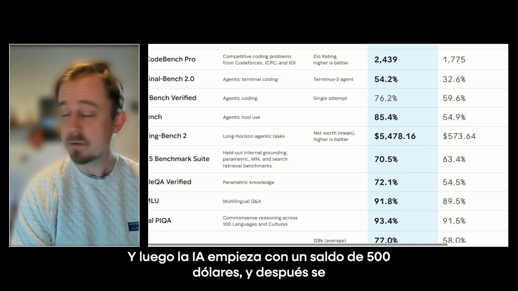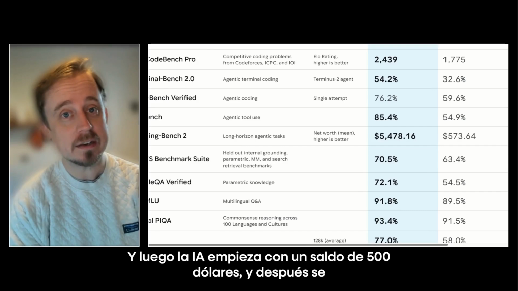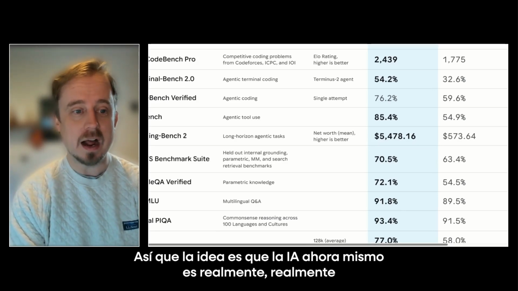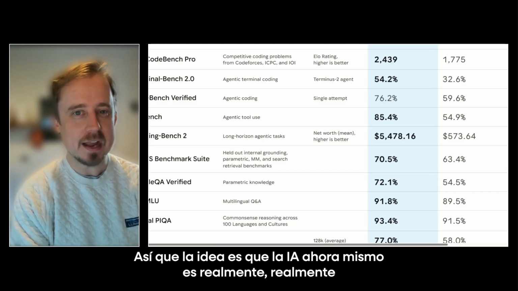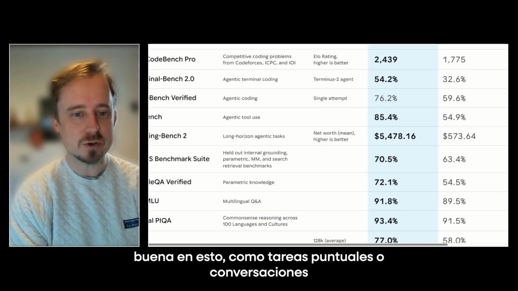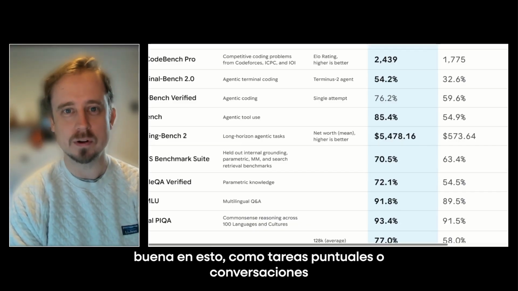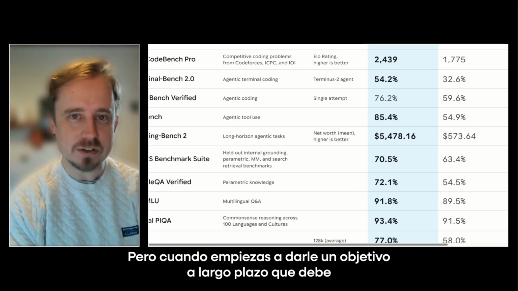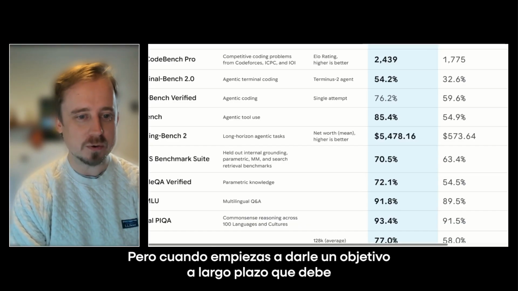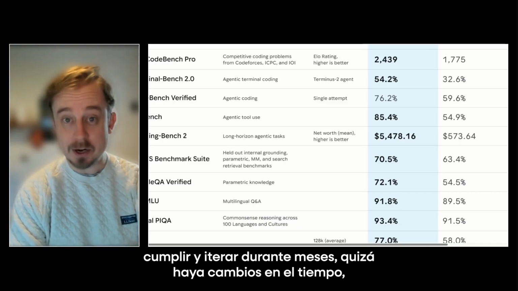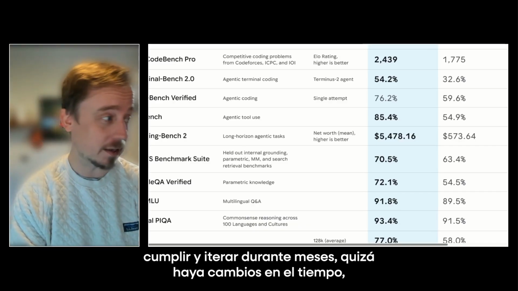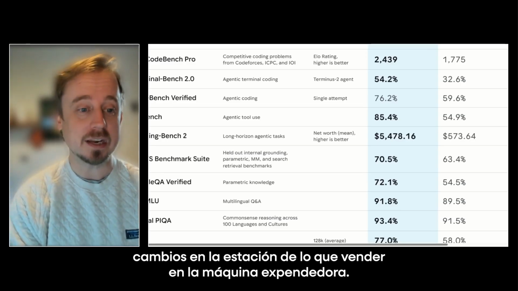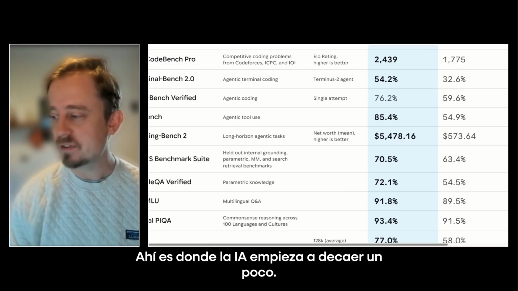The AI starts off with a $500 balance, and then they check in with the AI after a year's worth of prompts. The idea is that AI right now is really good at one-off tasks or shorter conversations and short-term objectives. But when you give it a long-term goal that it needs to accomplish and iterate upon over months, maybe with changes in the weather or the season affecting what to sell in the vending machine, that's where the AI starts to fall off a bit.